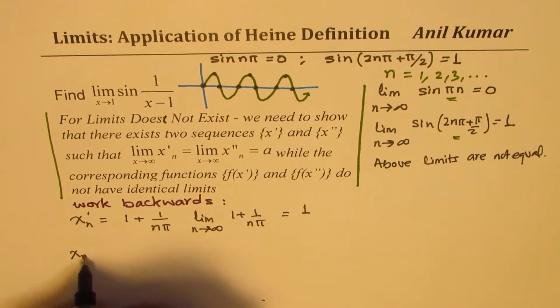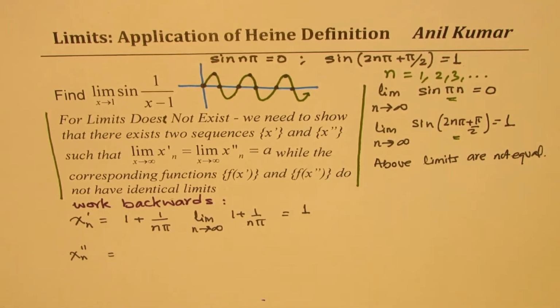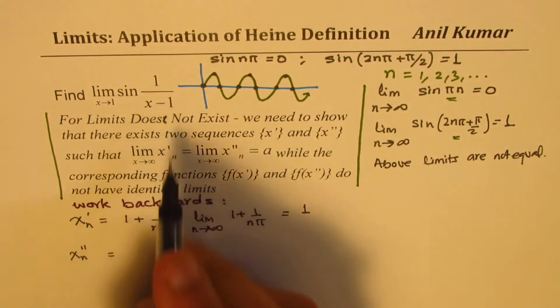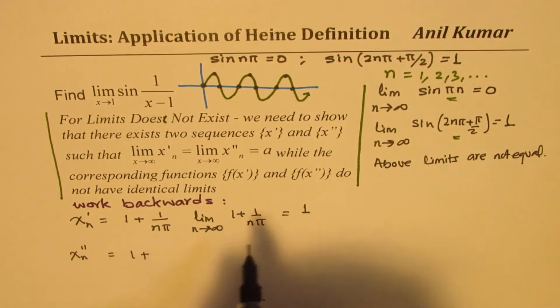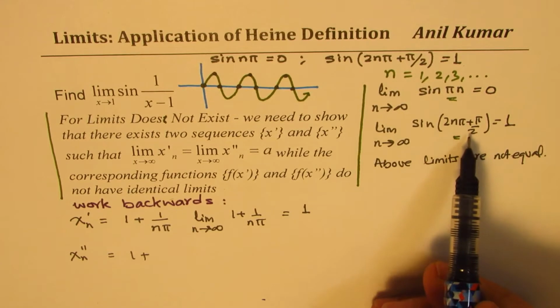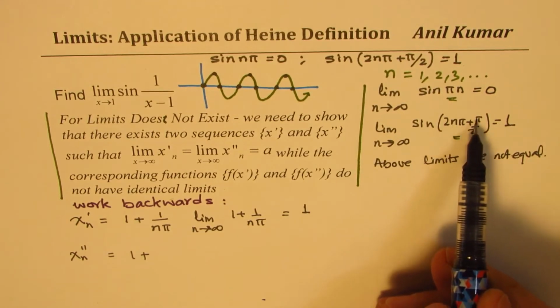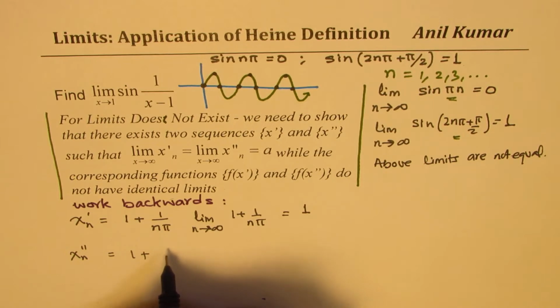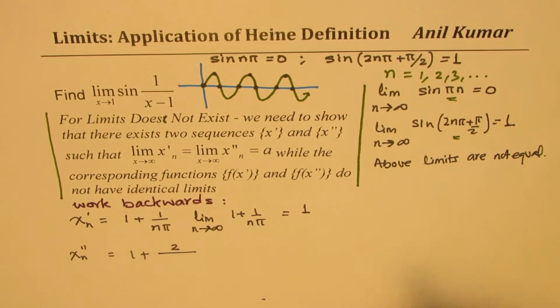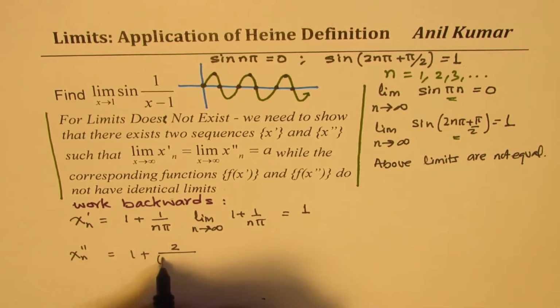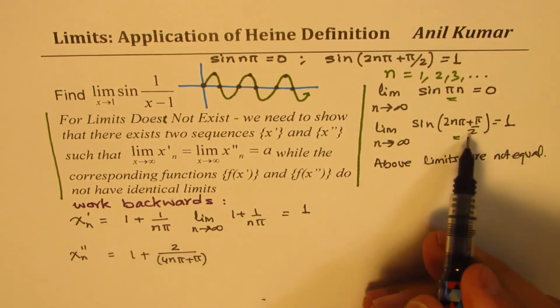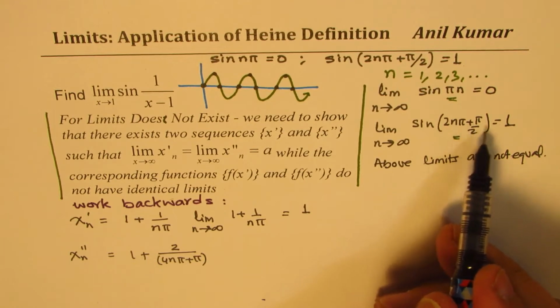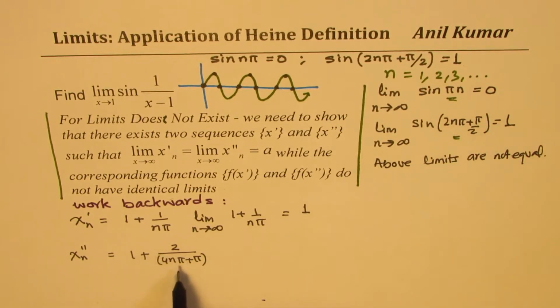Now what could be the other sequence? We are writing that as x_n second prime. So of course the 1 we have to cancel, so we'll write 1 plus something. And what do I need? I need this as 2n pi plus pi over 2, right? So I can write this as 2 over, so we just flip it, right? And write this as 4n pi plus pi, right? That is what we get, 2n pi plus pi over 2. So we just flip it and write it here.